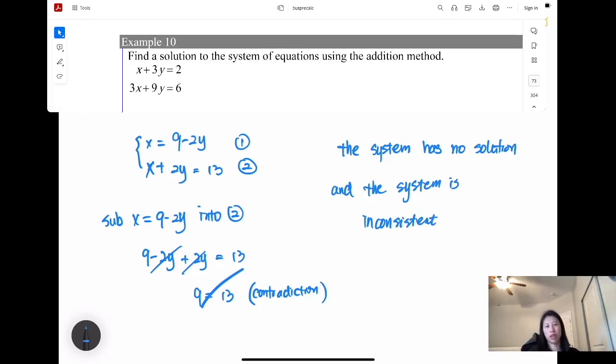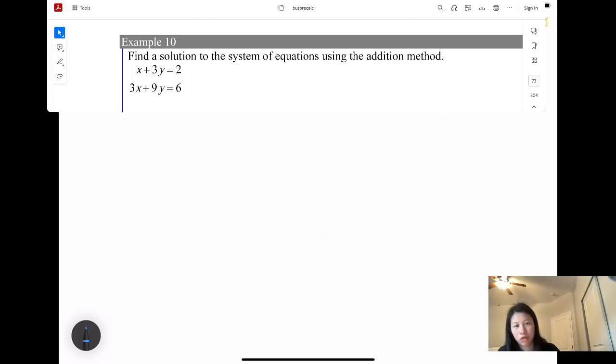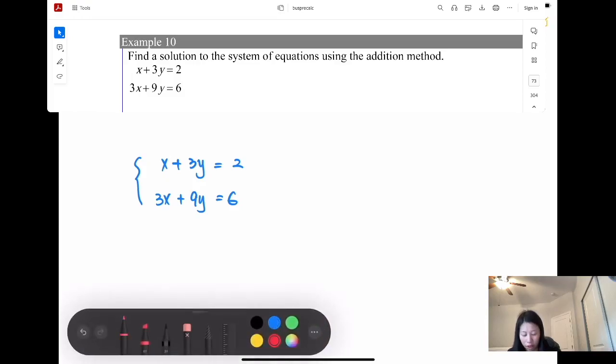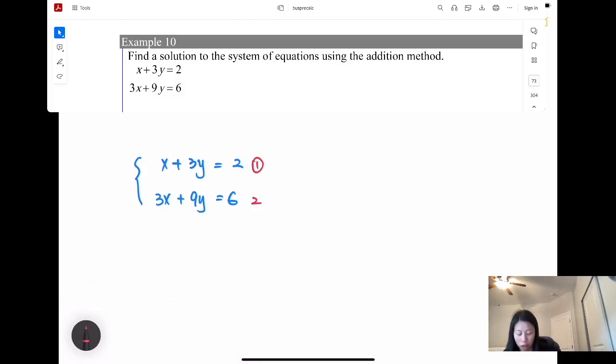So here is another example. Find the solution to the system of equations using the addition method. Addition method means elimination method. There's a specific mention of which method you want to use. So I have x plus 3y equals 2 and 3x plus 9y equals 6. So we have 3x and x. In order to make them equal, we need to multiply the first equation by 3, so that I can get 3x and 9y.